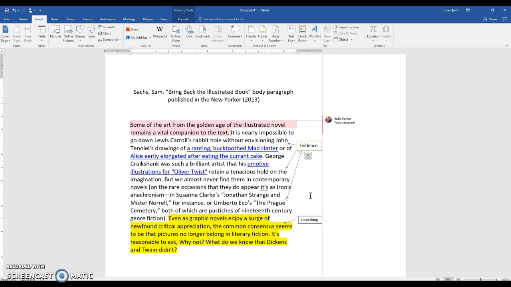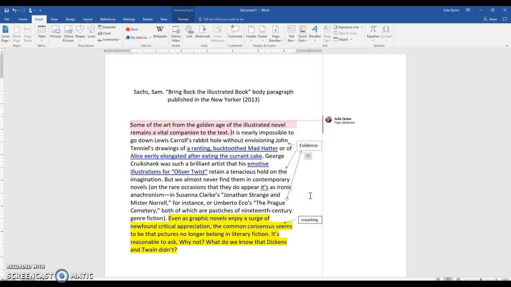Now, if you watch any political debates, you'll notice that the people who are debating can have the same statistic. They can have the same quote. They're not going to argue it in the same way. They're not going to interpret it in the same way. So the unpacking is probably the most important way I, as your instructor, can determine how well you understand the text.